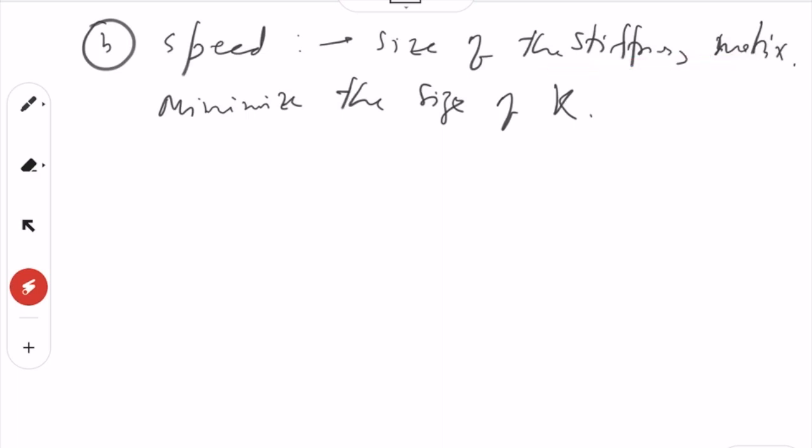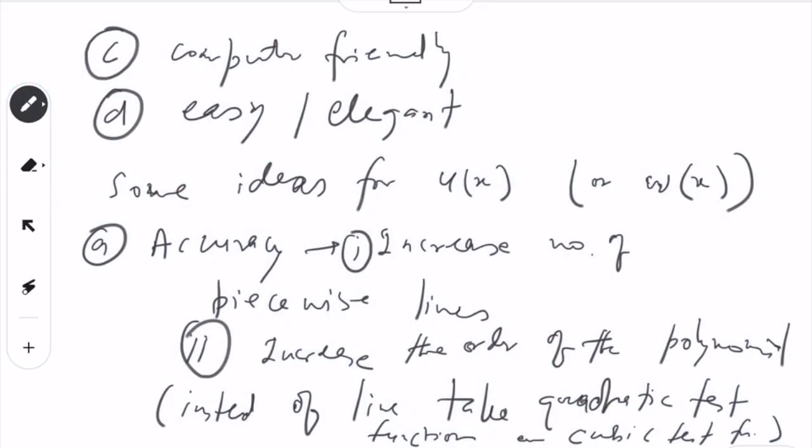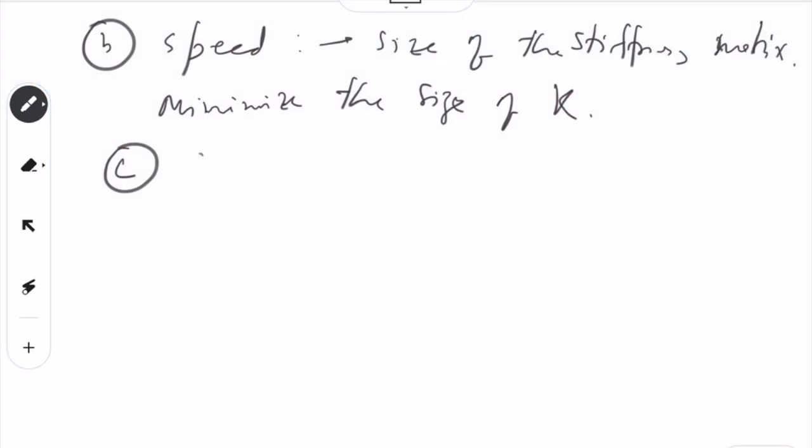But these are the ideas, and you have to check whether the polynomial is going to take less time. If it does, then choose that. Now, the C is computer friendly.